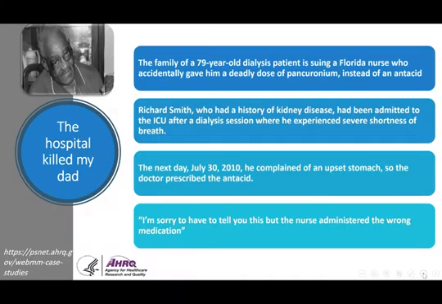These are some very sad stories taken from the AHRQ website. This is a photo of a 79-year-old elderly dialysis patient who, after a dialysis session, had breathlessness and was shifted to ICU for observation. He had an upset stomach, so the doctor prescribed an antacid, but instead the staff nurse by mistake injected him with pancuronium, which is a paralytic agent. The patient immediately went into respiratory arrest and died.